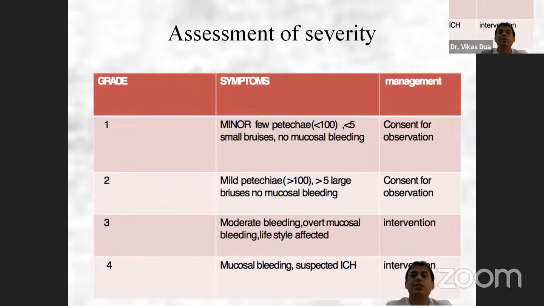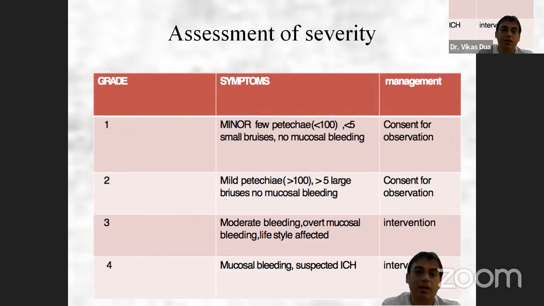It is important to assess the severity, my friends, and it has been graded from 1 to 4. Grade 1 means patients who have minor petechial spots, less than 100 petechiae or less than 5 small bruises, but no mucosal bleed. Grade 2 is a patient who has more petechial spots, let's say more than 100, more than 5 large bruises, but still no mucosal bleed. Grade 3 is the patient who has a mucosal bleed, and grade 4 is a patient who has a bad mucosal bleed and you suspect an internal bleed.